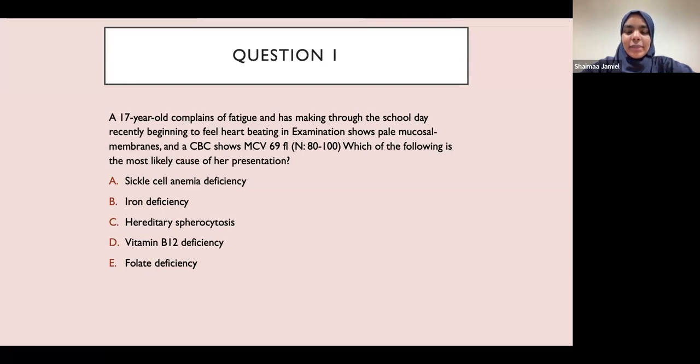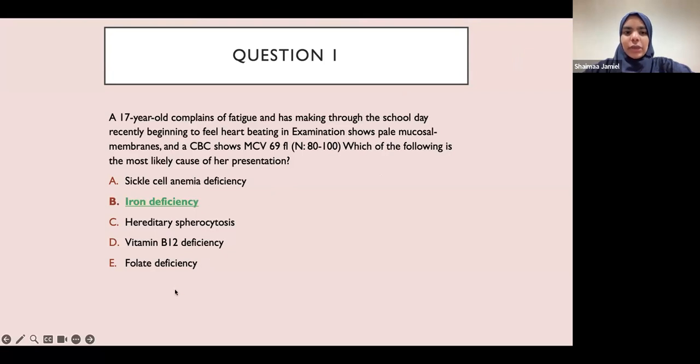Sickle cell anemia. Okay. Anyone has another answer? Iron deficiency anemia. Anyone has any other answers? Or you can choose one of these two answers. B. Okay, so the majority is choosing B. So the answer is B.